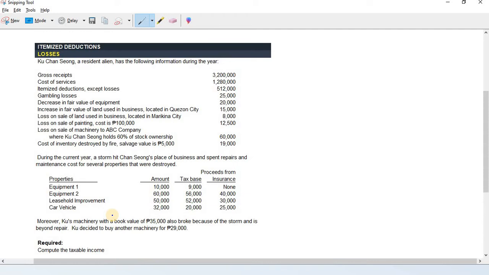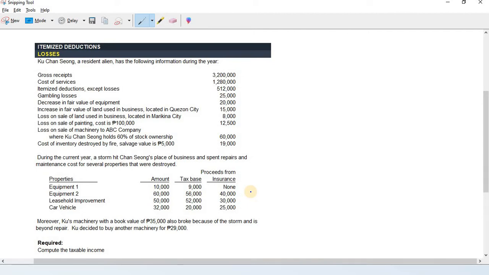So now let's continue by answering an illustrative problem. Ku Chan Song, a resident alien, has the following information during the year. The requirement is to compute for the taxable income. So we have gross receipts of 3,200,000, cost of services of 1.28 million, and itemized deductions except losses of 512,000 pesos.